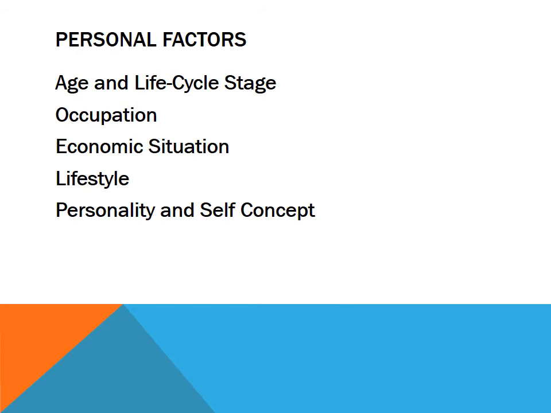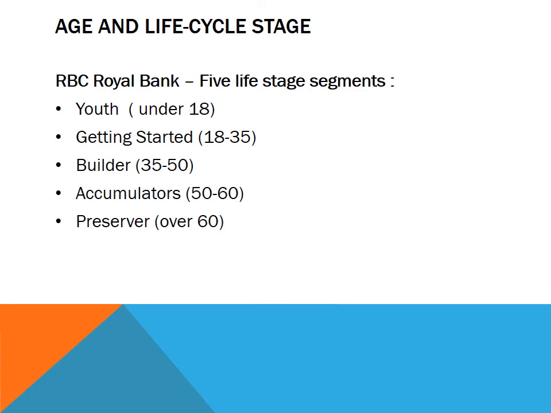And the next one is the personal factors. We'll talk about age, life cycle stage, occupation, economic situation, lifestyle, personality, and self-concept. For age and life cycle stage, I will rely on RBC Royal Bank, which divides life into five stage segments. The first is youth, under 18. Getting started, 18 to 35. Builders, 35 to 50. Accumulators, 50 to 60. Preservers, over 60. Each stage has different behavior and different consumption behavior.